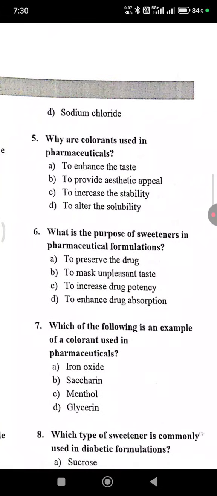Why are colorants used in pharmaceuticals? To provide aesthetic appeal. Question number 6. What is the purpose of sweeteners in pharmaceutical formulations? Option B, to mask unpleasant taste.